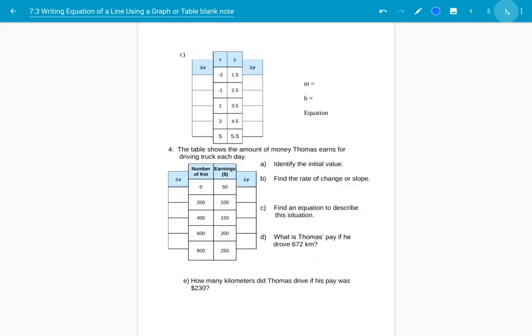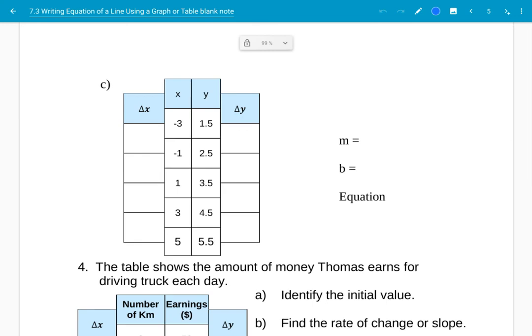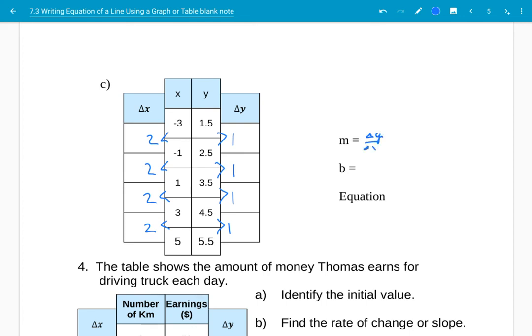So on to the next page of the notes. We have one more of these, so pause the video and give it a go, and then start it up and see if you can match. Okay, x is going up by 2. So delta x is 2. Y is going up by 1. So slope is delta y over delta x. So it's 1 over 2.